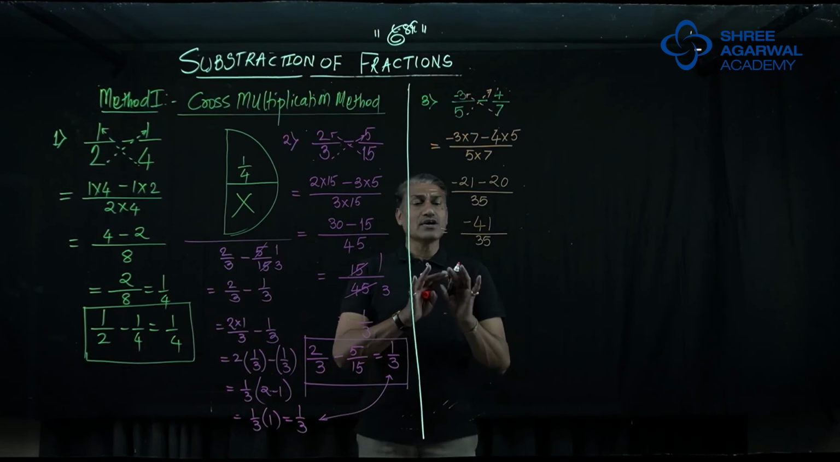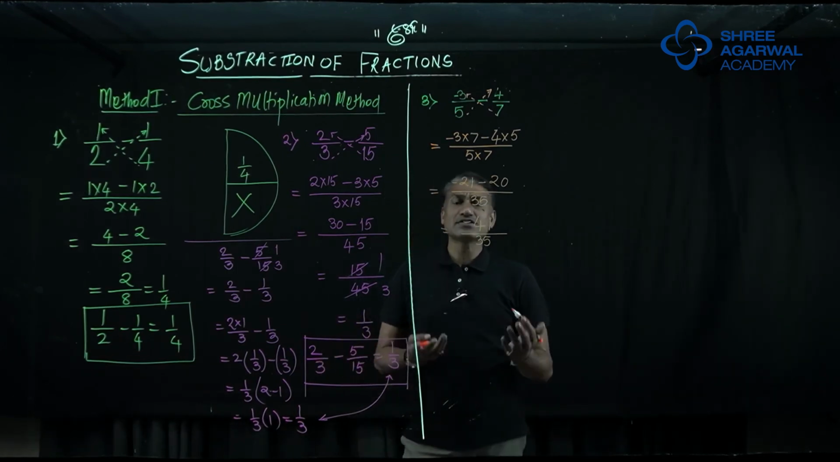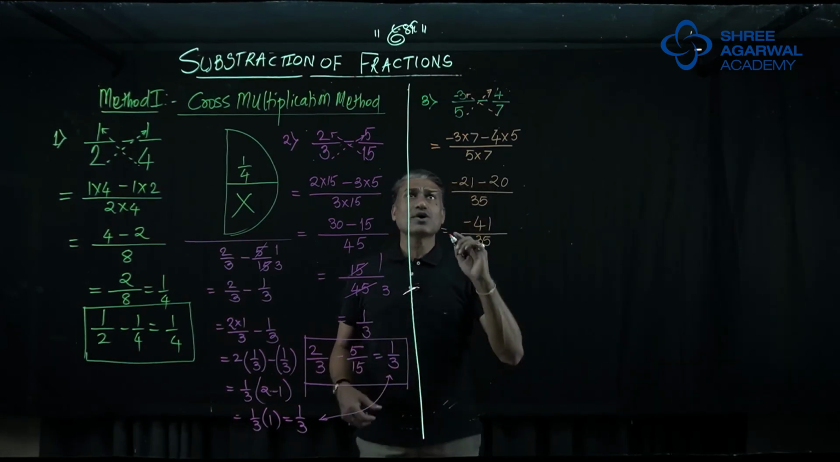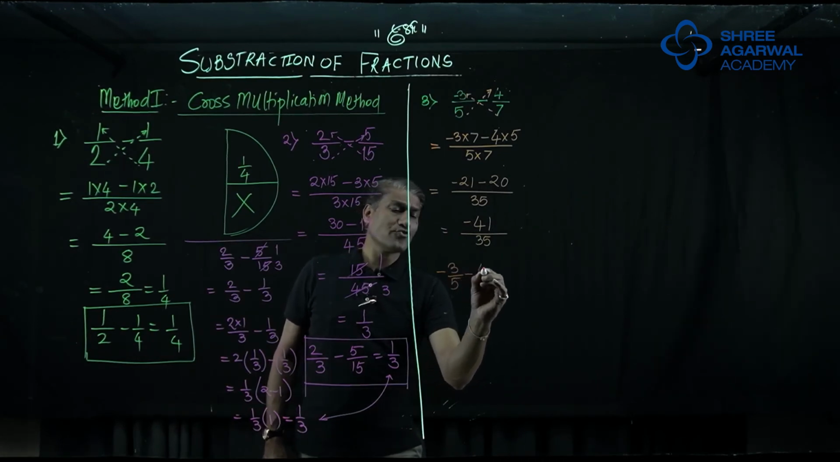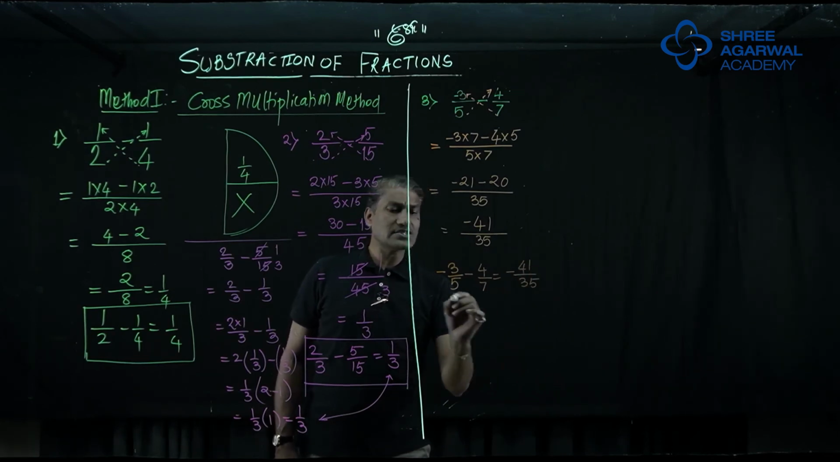Now the problem is over. We should check whether this is cancelable, but this is not cancelable because there is no common factor in 41 and 35. So ultimately minus 3 upon 5 minus 4 upon 7 is minus 41 upon 35. This is the final answer.